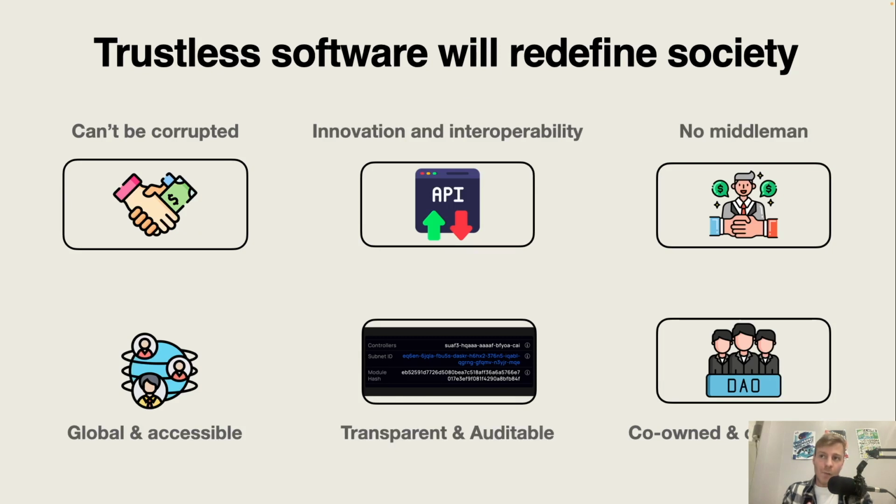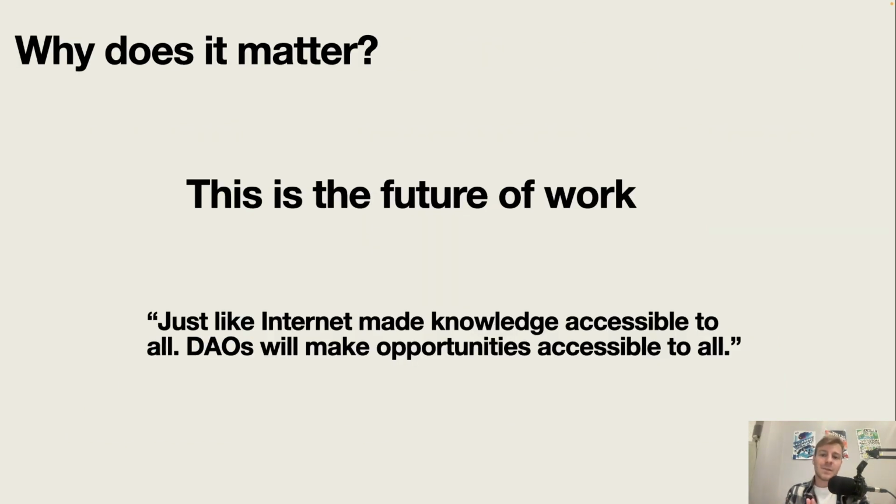Essentially, we have a new form of software. This software cannot be corrupted, is accessible to everyone, anywhere, can be audited, and is fully transparent because the code is open source. Also, the fact that it's open source enables a lot of innovation and interoperability between different pieces of software. There is no middleman, and this software can be co-owned and also is collaborative. And I believe that this software will absolutely redefine how society works. Why does it matter? Because this is the future of work. This is not only the future of digital work, but the general organization of work. And DAOs are really at the core of all of this.